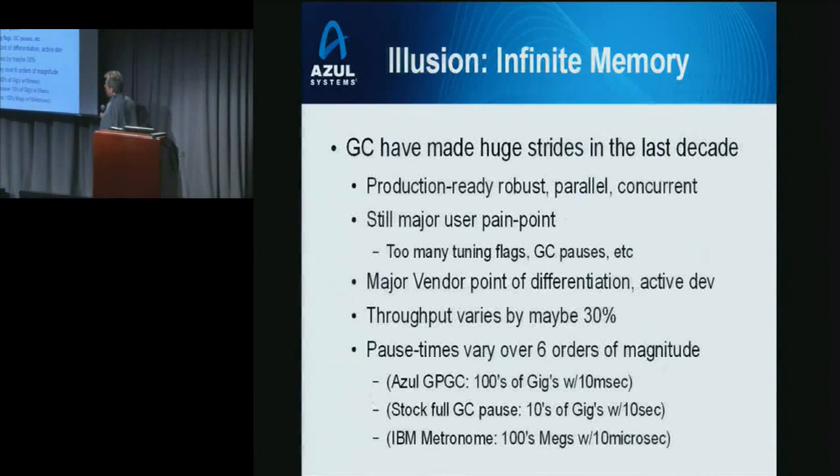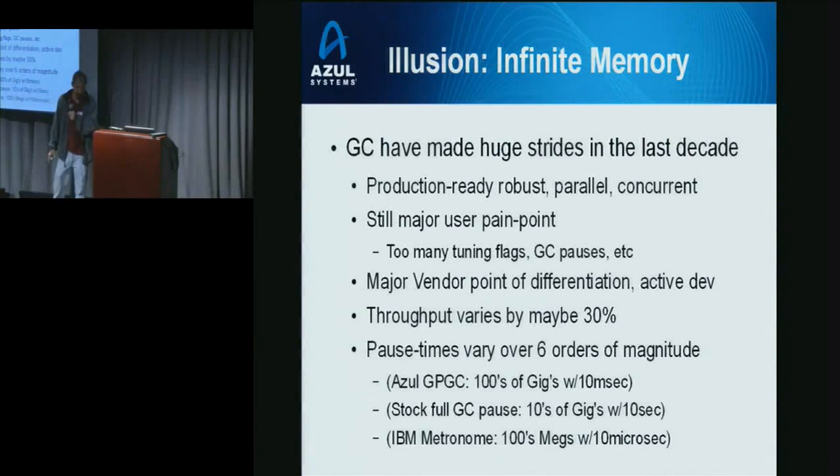Okay. More on GC. There are huge strides we made in the last decade. We went from having a GC that was good enough to use in production in a lot of scenarios, fairly reliable, but didn't scale hugely well, and still had all kinds of weird corner cases, and still had issues with very large heaps or with pause times, whatever. And people have been adding more and more features to the GCs over time. So it's robust, it's parallel, concurrent, but there are still too many GC tuning flags. At least I claim there are. This is a major point of differentiation among different people who are working with different GC algorithms. It's a source of active development.